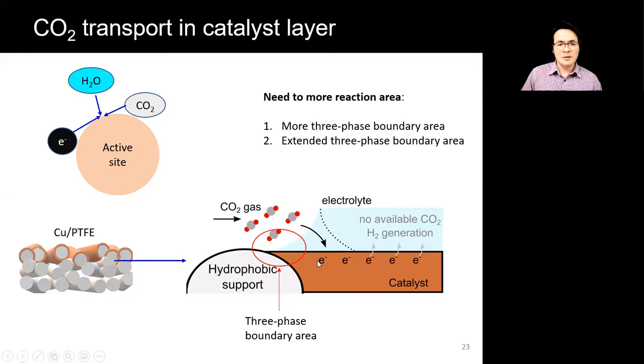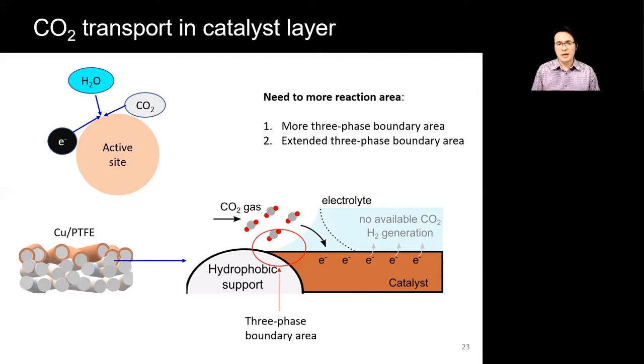So the active area is very small because you have the gas, you have the liquid, and you have the catalyst here. So this is called the three-phase boundary area, and this is where the reaction occurs, because the CO2 cannot diffuse deep into the solution to reach the other copper that is covered by the water here. Because we use the alkaline electrolyte, if the CO2 needs to penetrate through that water layer, it is going to be converted to carbonate before it can reach the copper surface. So that's why we have a pretty small amount of three-phase boundary in the copper PTFE sample. That's why we cannot operate at very high current density.